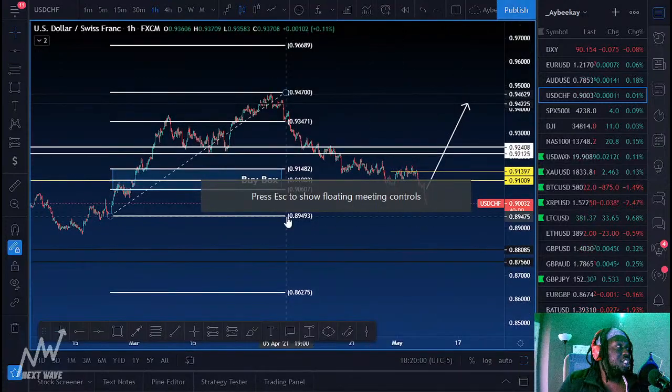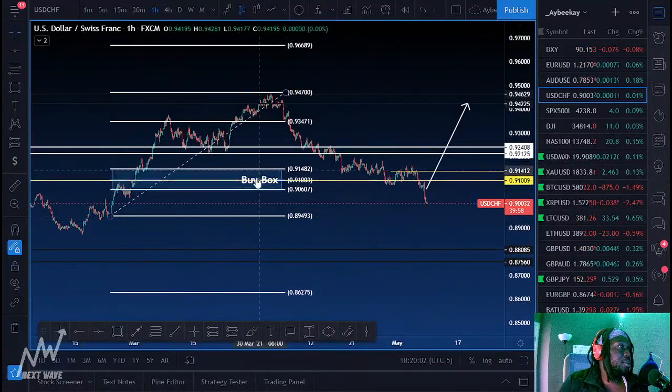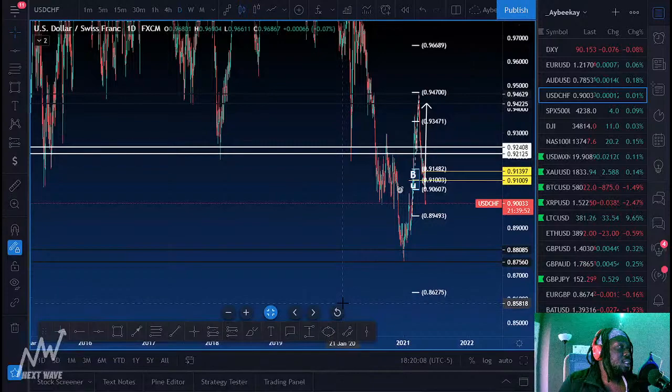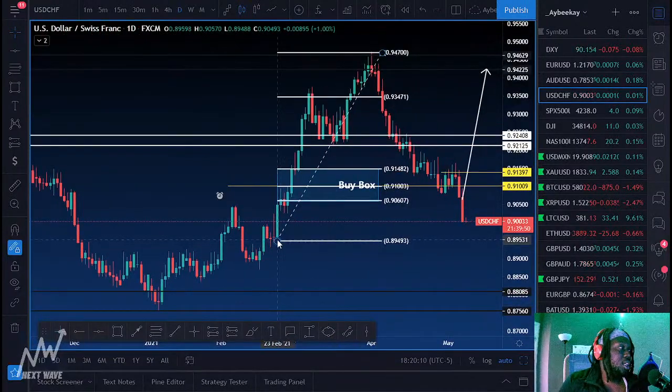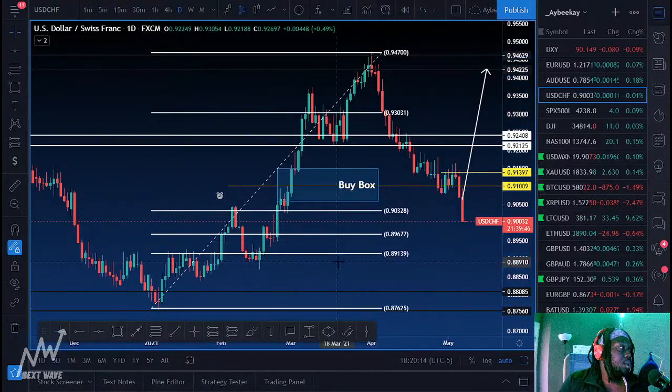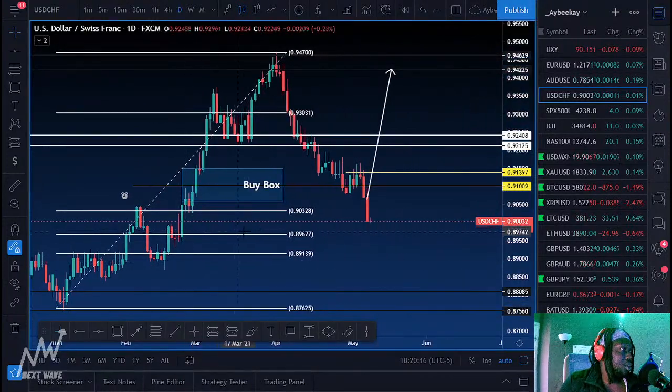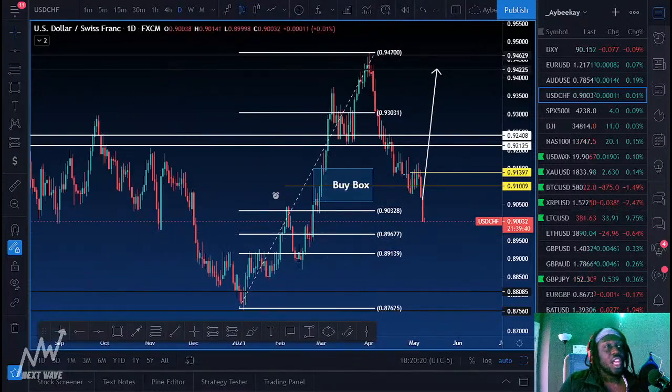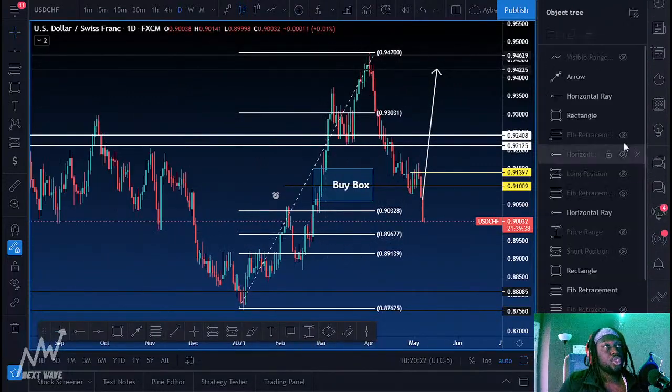AUDUSD, like I mentioned, that this buy box right here was a possible place for you to look for buys on USDCHF, but ultimately what I was looking for was for price to actually come back down to these lows, like where it comes to like 0.89677, all that stuff. That's where I was really, let me see if I have those drawings still here.